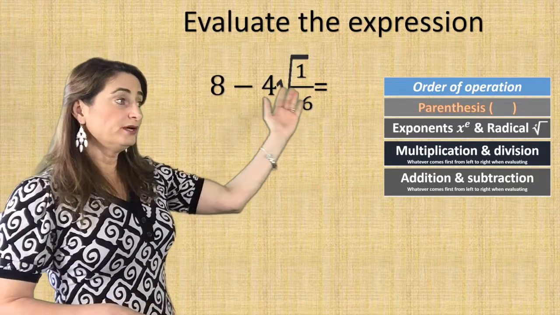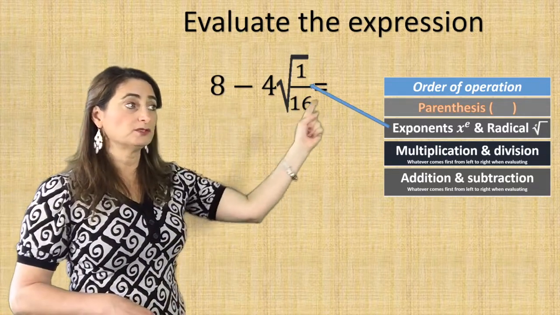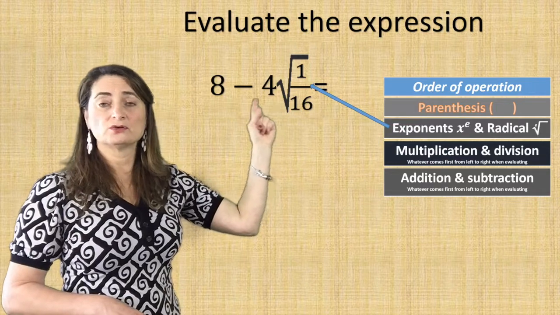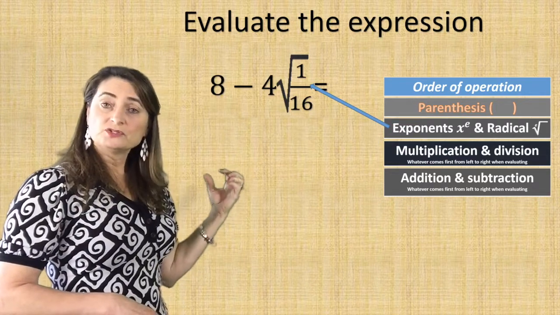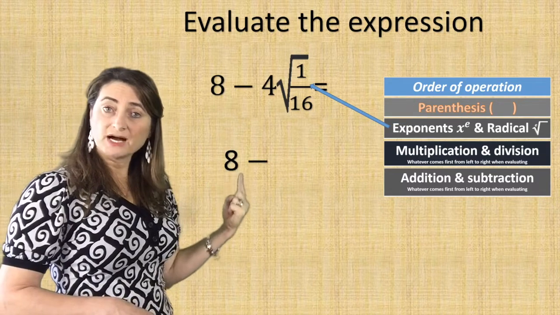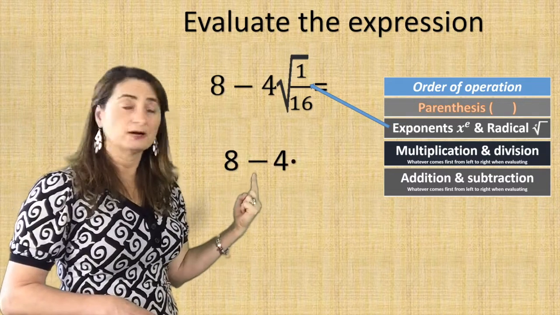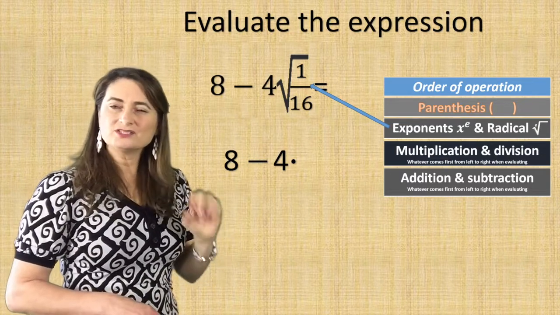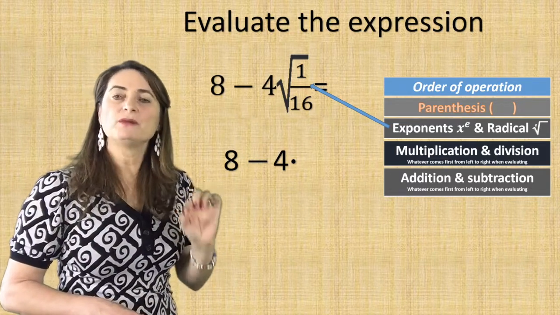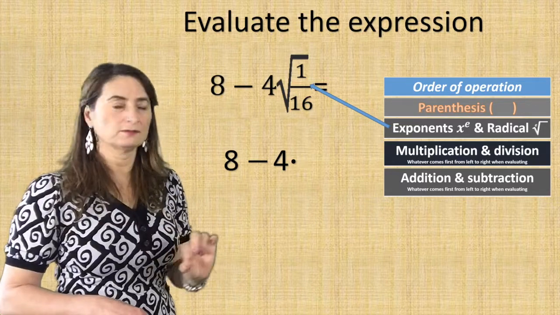So there are no parentheses, but there are exponents or radicals. I see the radical, so that's the first thing to do. Bring everything else down that you don't use. So the 8, bring it down, minus, bring it down, and the 4, bring it down. Now, there's nothing between the 4 and the radical sign, so put a dot there. That means you're multiplying 4 times the radical.